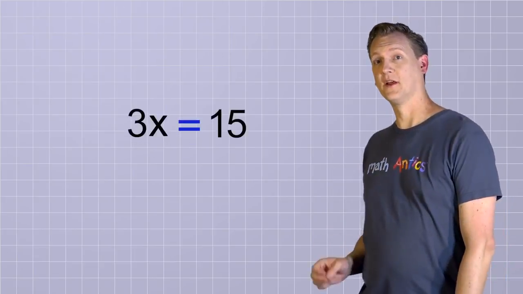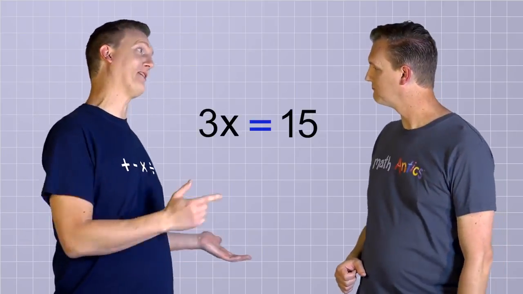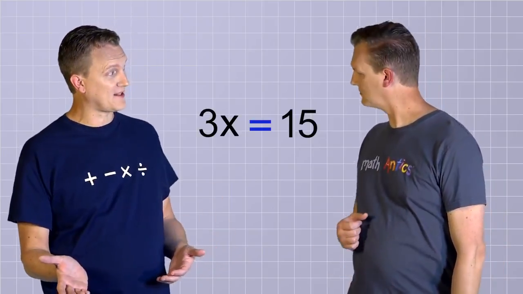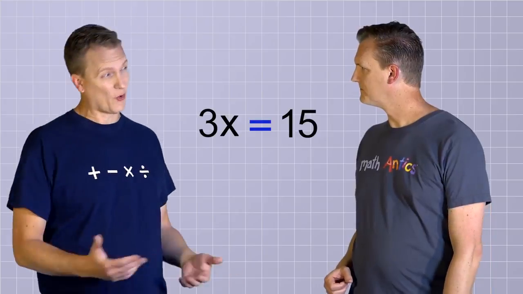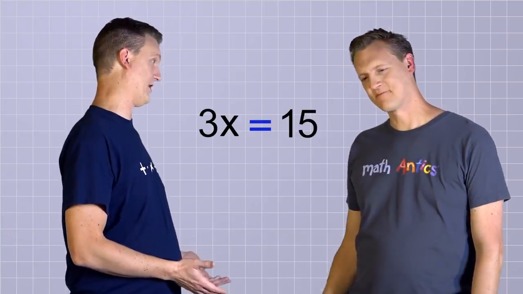Let's start with this one, 3x equals 15. Excuse me, I think you forgot something. Didn't you say that these equations were going to have multiplication or division in them? But I don't see any arithmetic operator at all in this equation.